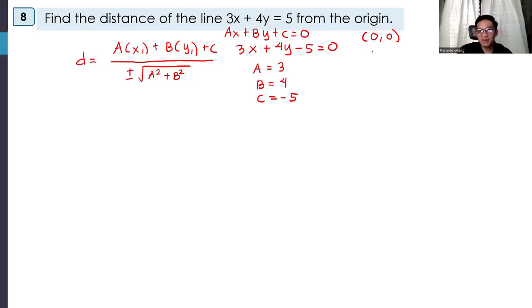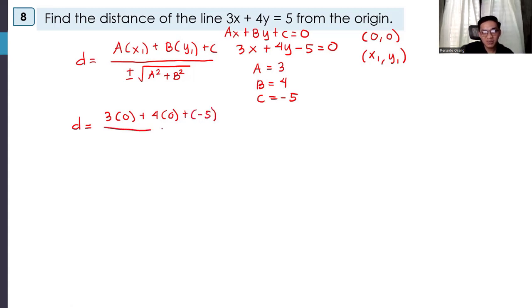For our point, we have x sub 1 is 0, and then our y sub 1 is also 0. So let's substitute everything in our formula. A is 3, x sub 1 is 0, plus B is 4, y sub 1 is 0, plus C is negative 5, divided by positive or negative square root of A is 3 squared, plus B is 4 squared. Ayan.